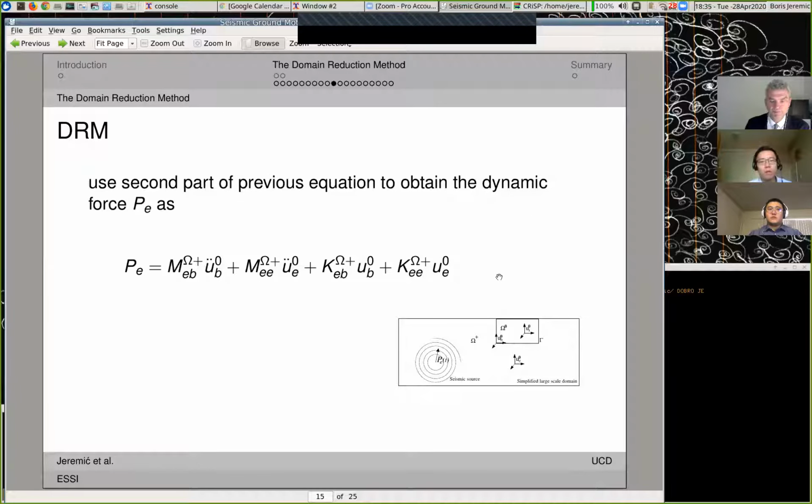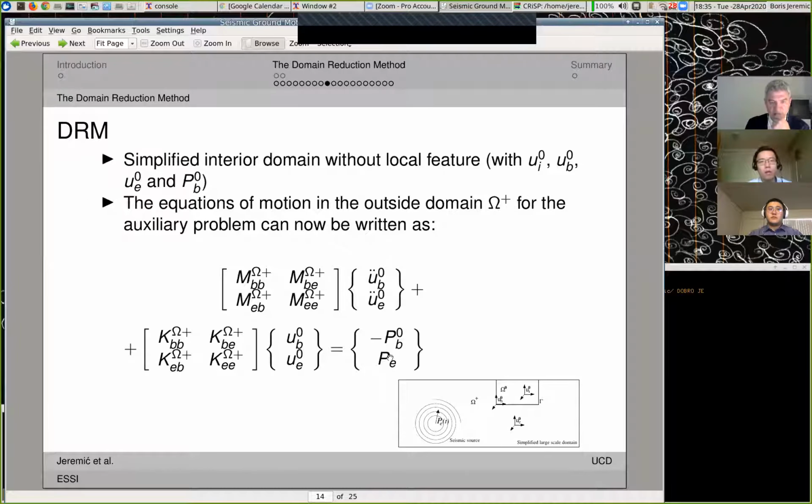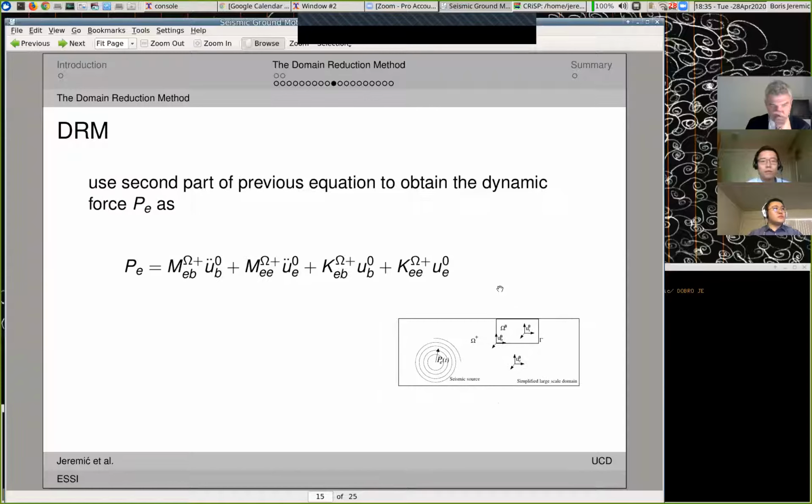So let's use the previous equation, second part, and let's solve for PE. Let's solve for PE by essentially multiplying these two matrices with this vector, this matrix with this vector. What comes out is an equation that looks like this. PE equals these mass terms times accelerations plus stiffness terms times appropriate displacements. So that's our solution for PE for a simplified outside domain.